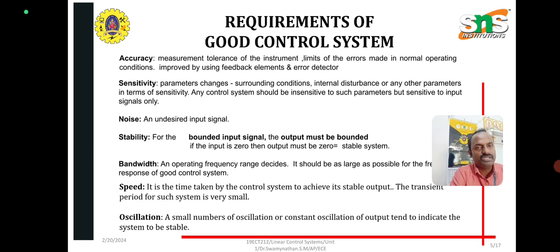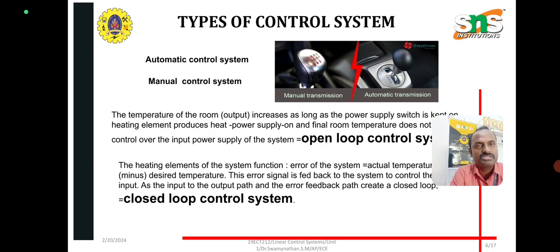Stability is a very important parameter: for a bounded input signal, the output must be bounded. And the bandwidth and the speed of oscillations. These are all the important requirements. The types of control system are automatic and manual control system. The best example is a car. Automatic means we just drive the car without using the gear. Manual means we need to use the gear, that is the manual control system.